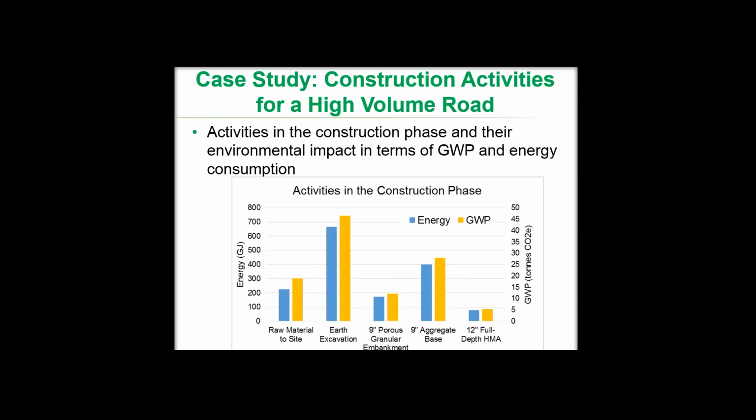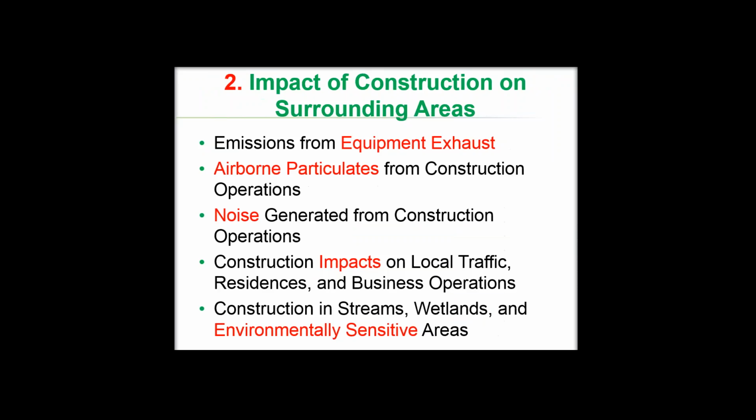This is a case study of the construction activities for a high volume road. Again, because the paver uses less energy than other equipment, you can see that the 12-inch full depth of hot mix asphalt uses less energy than, for example, the earth excavation, which requires a lot of use of equipment in order to accomplish the job.